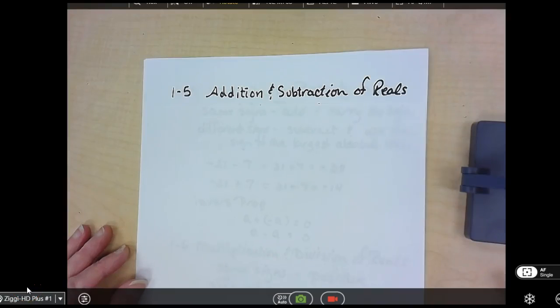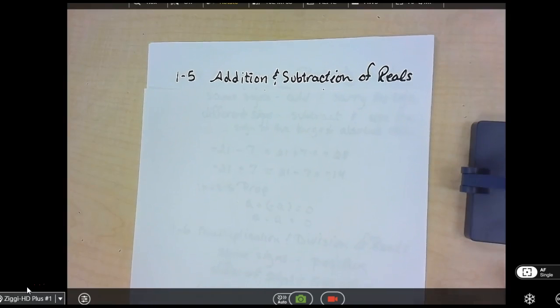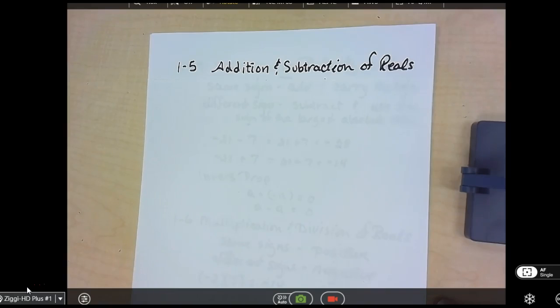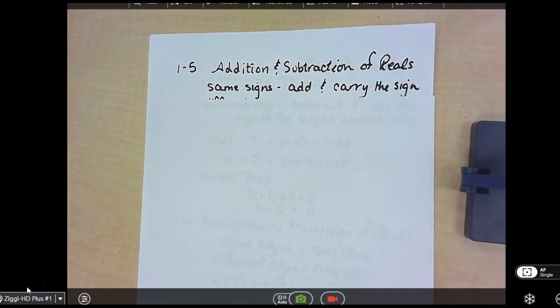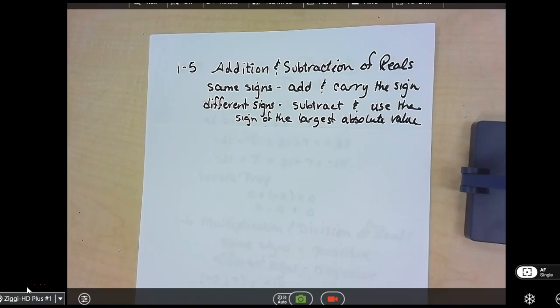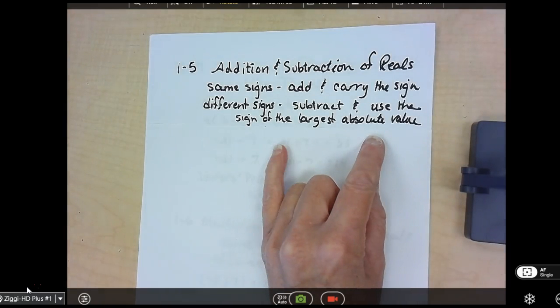In this section, we're covering 1-5, addition and subtraction of real numbers, and 1-6, multiplication and division of real numbers. Again, this will be really quick because it's review, but you need a little practice on it because it's mistakes all of us make. So, with real numbers, if your two numbers have the same sign, you would add and carry the sign. If the signs are different, you subtract and use the sign of the largest absolute value.